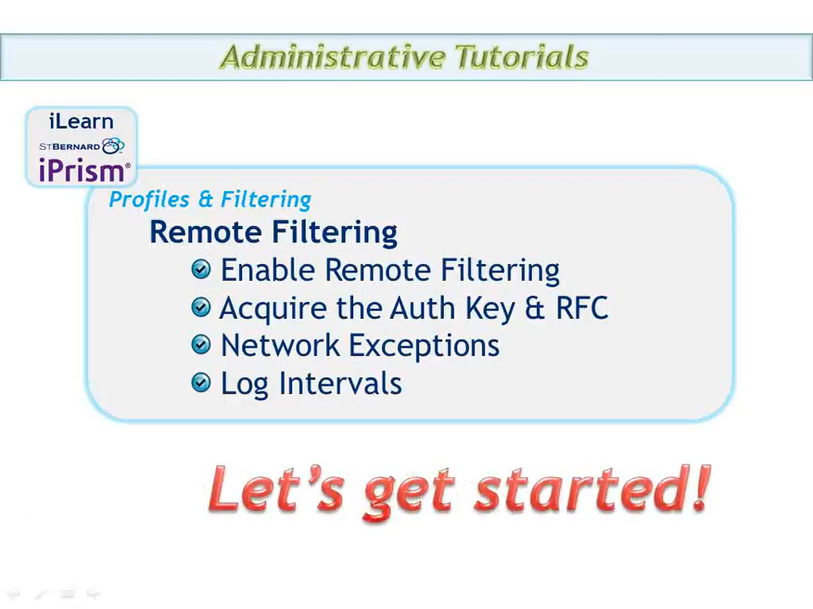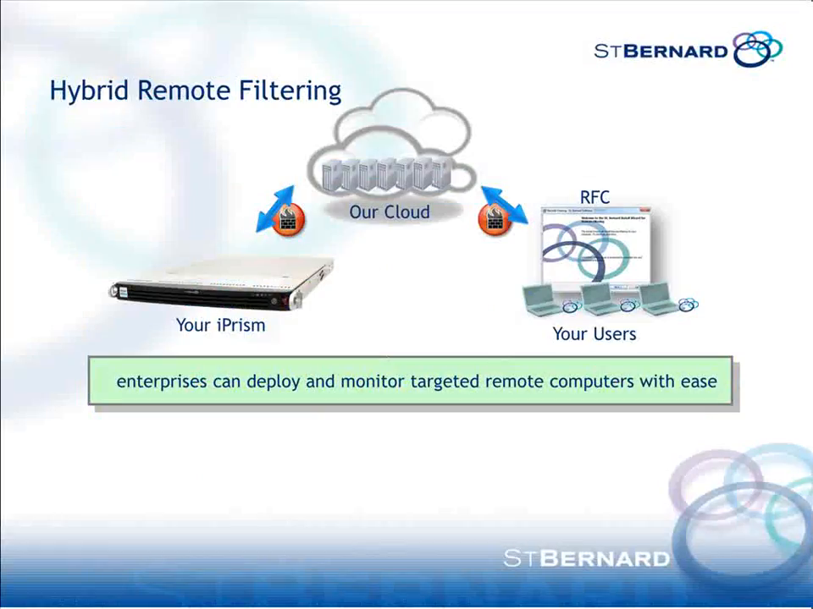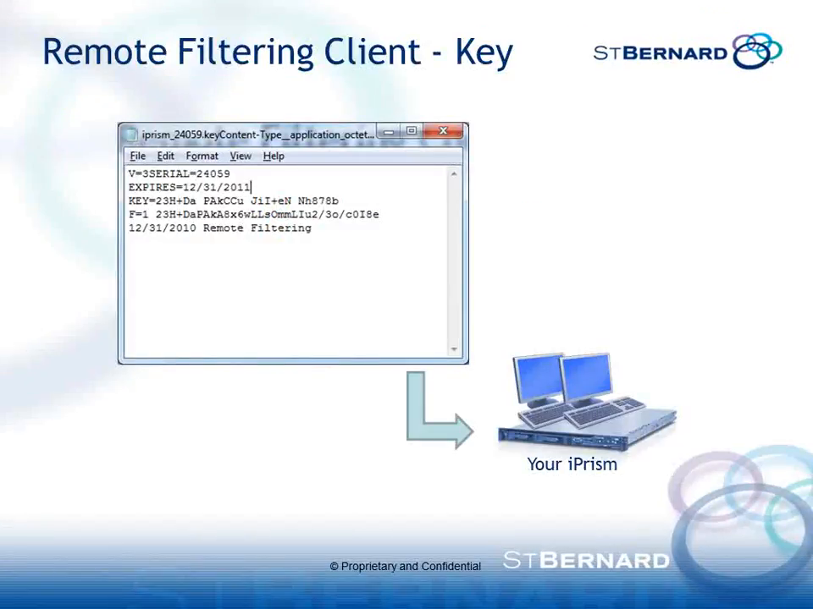Let's get started. Remote filtering with the iPrism is a hybrid approach to filtering your remote user's web activity. Using a combination of your iPrism appliance, the St. Bernard Cloud, and a small client application known as the RFC, enterprises can deploy and monitor targeted remote computers with ease. You will receive a license key from St. Bernard that enables the remote filtering service and replaces all previous web filtering keys.